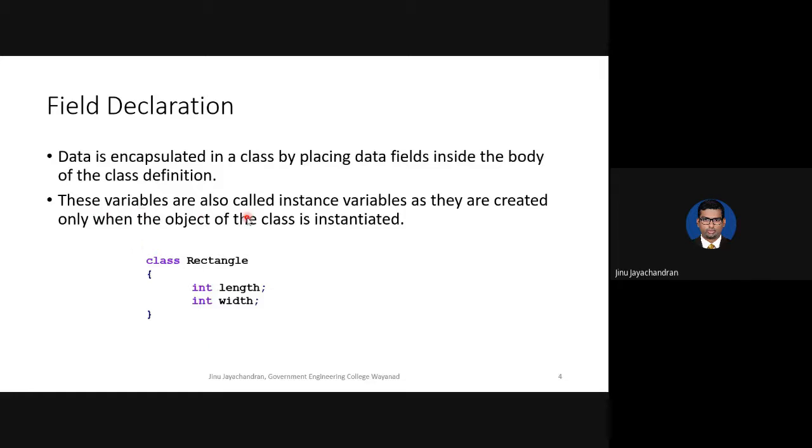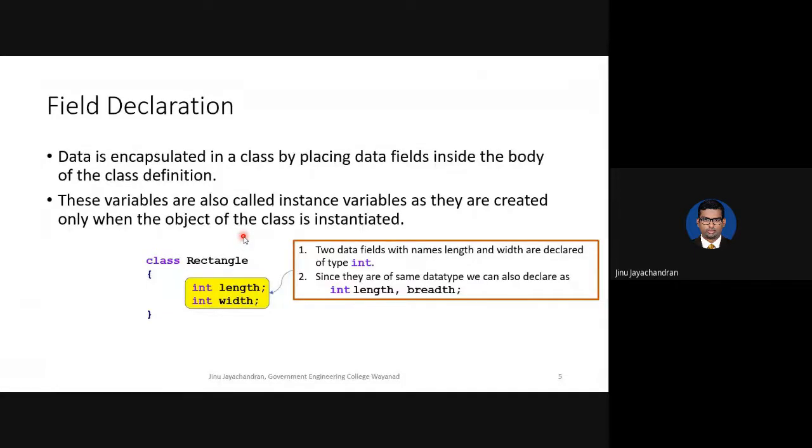And these variables are also called instance variables as they are created only when the object of the class is instantiated. We'll see what instantiation is in a second. So you see that we have created two variables called length and width of type int.